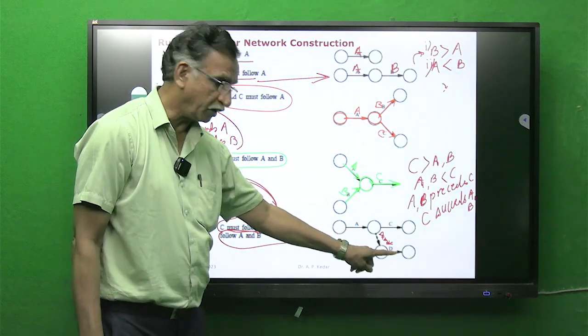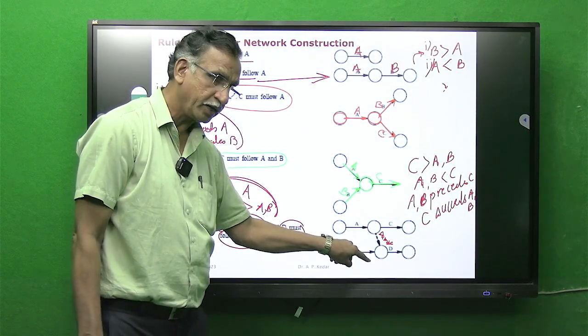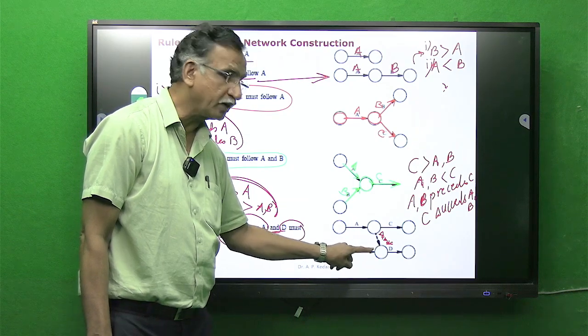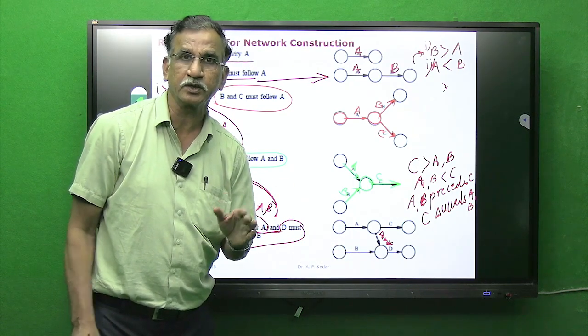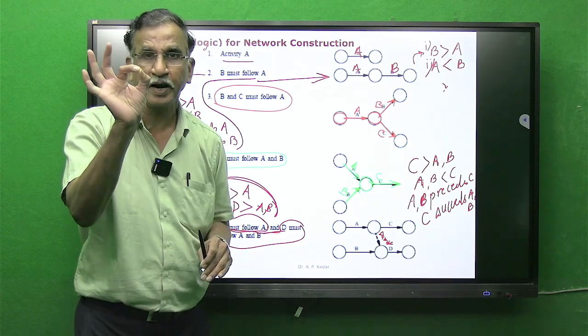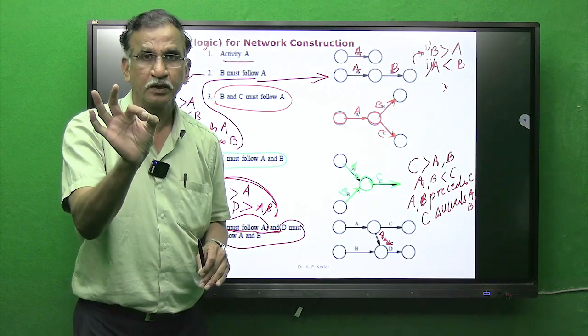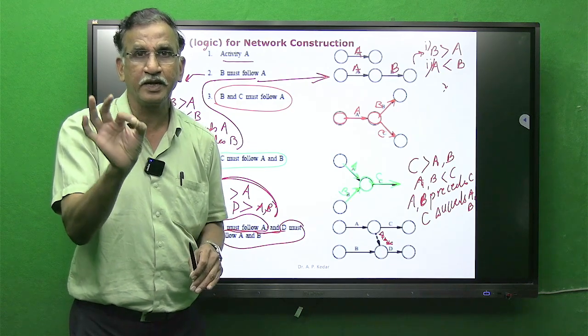Dummy of what? Dummy of A. This is dummy of A. This is only giving relationship, what I have explained in my earlier deliberation. Dummy activity does not consume time and resource, but it helps to resolve precedence relationship.